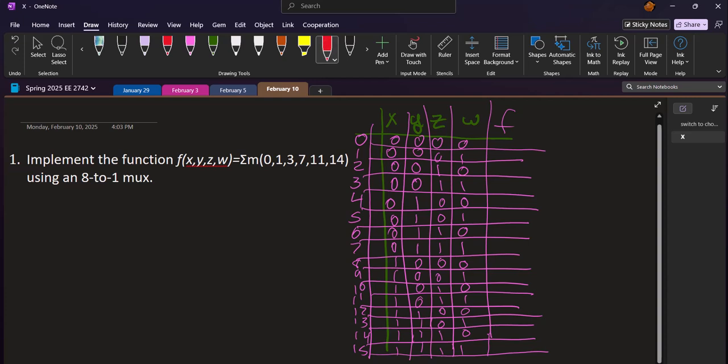Okay, so this function is the sum of the min terms 0, 1, 3, 7, 11, and 14. So that means in 0, 1, 3, 7, 11, and 14, I'll have a 1, and everywhere else I'll have a 0.